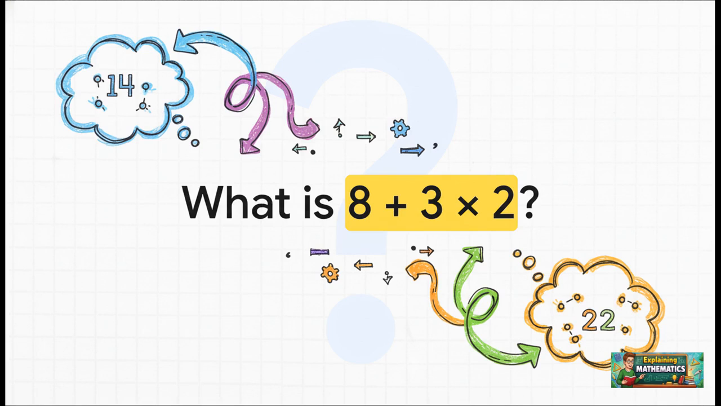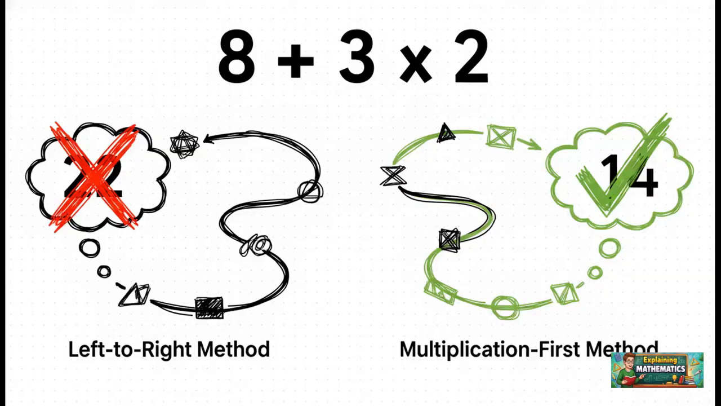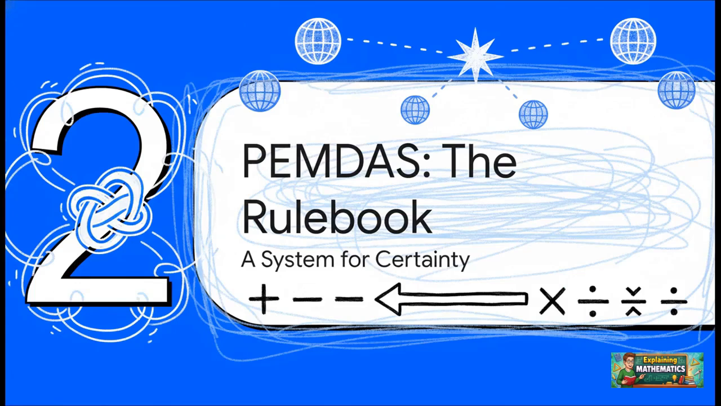So what do you think? Is the answer 22 or is it 14? And this, right here, perfectly shows the problem. If you just go from left to right, you get 8 plus 3 is 11, times 2, that's 22. But if you do the multiplication first, you get 3 times 2 is 6, and 8 plus 6 is 14. This is what we mean by mathematical chaos. We absolutely need a rule book. And thankfully, we have one.